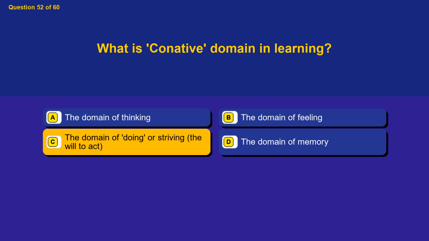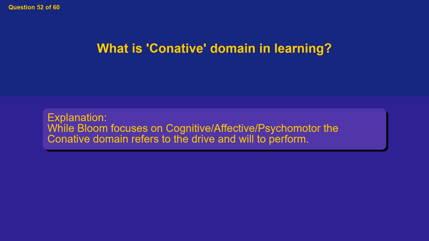The correct answer is option C. The domain of doing or striving, the will to act. While Bloom focuses on cognitive, affective, psychomotor, the conative domain refers to the drive and will to perform.